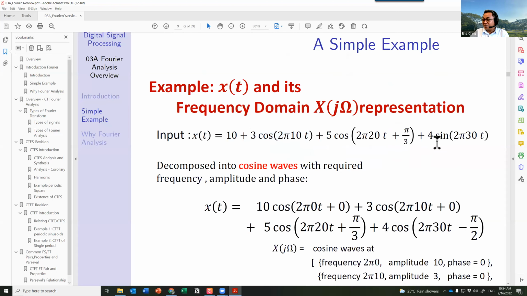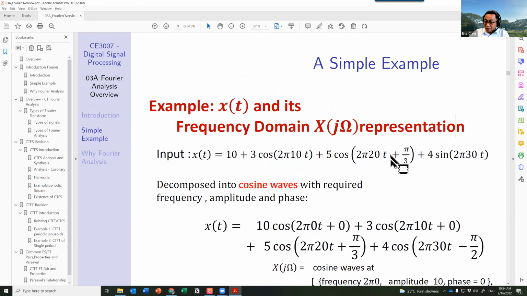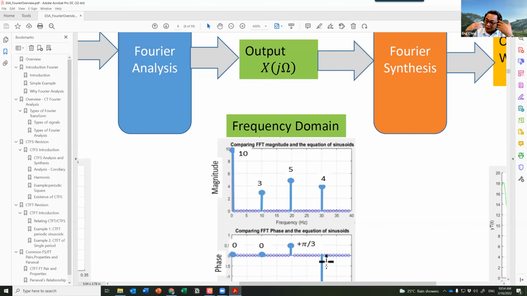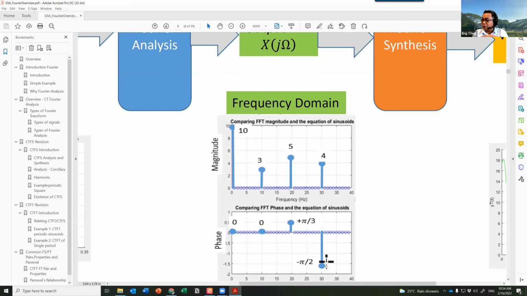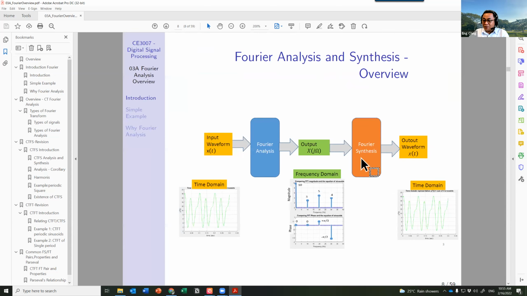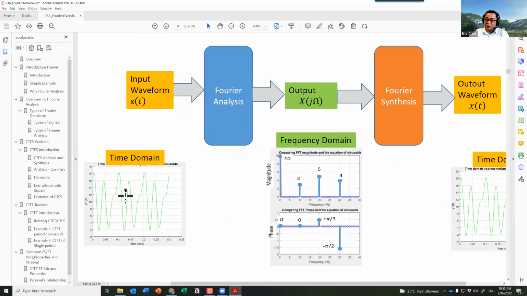And the last one is 4 at 30 hertz, but sine. Why minus pi over 2? Because to convert cosine to sine, we must introduce a phase shift of minus pi over 2. So now you can see I go from here to here. It's nothing but decomposing my original signal into cosines with different amplitude, different frequency, different phase. Isn't this a very nice and compact representation? That's what Fourier analysis is about.